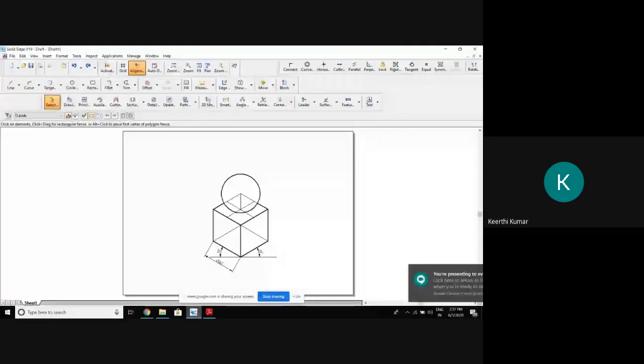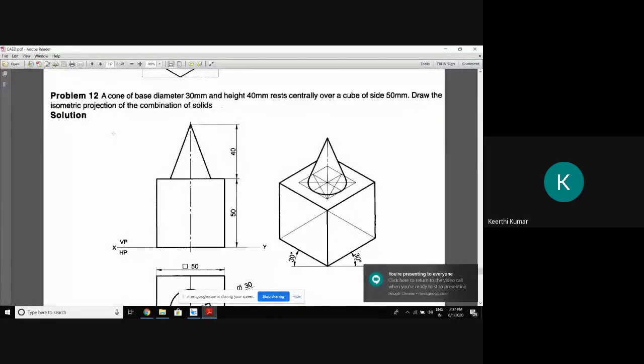See now what he has done. A cone of base diameter 30, height 40, rests centrally over a cube. Now I go for problem number 12. Why have I taken problem number 12? Because the base solid is a cube. You know already how to draw the cube, so I took this problem.